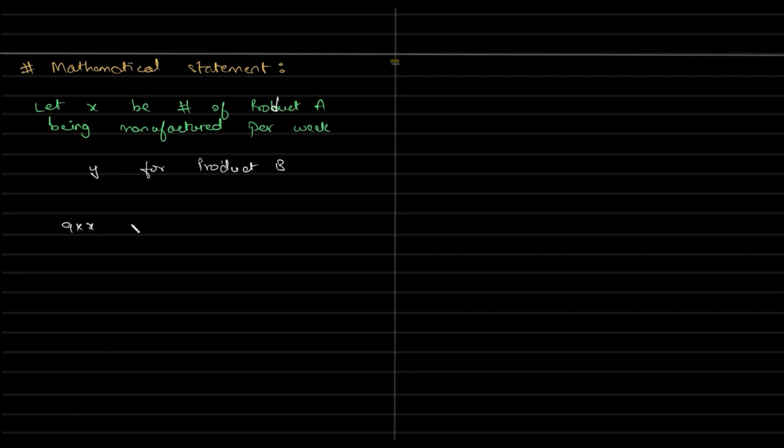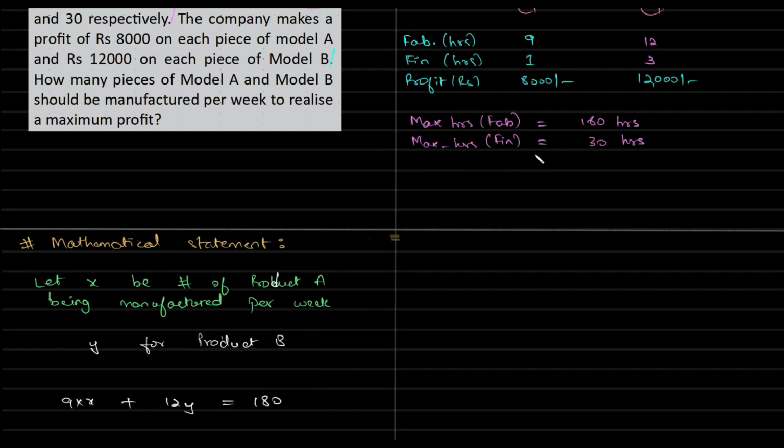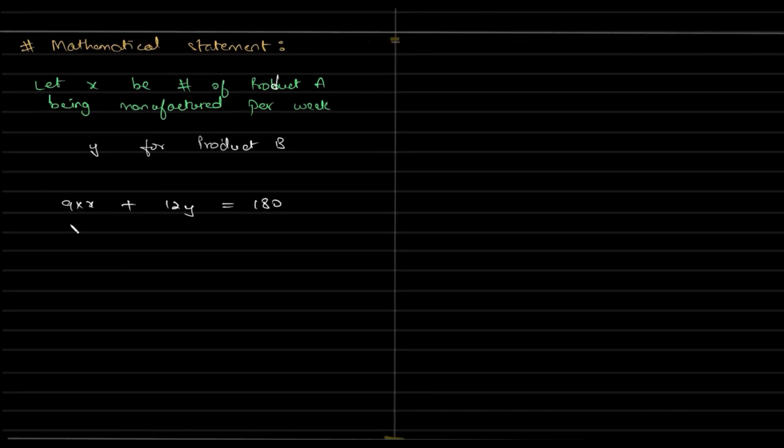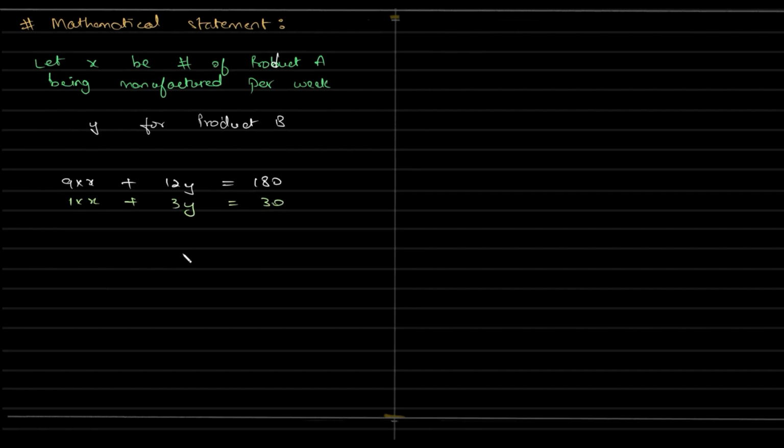9 hours of X and 12 hours of Y should be equal to 180. Actually less than 180 and all of that. But I don't want to go into that direction. It will just confuse you guys. And for this, the finishing touch and all of that, 1 hour over here and 3 hours over there, and the limitation is 30, right?